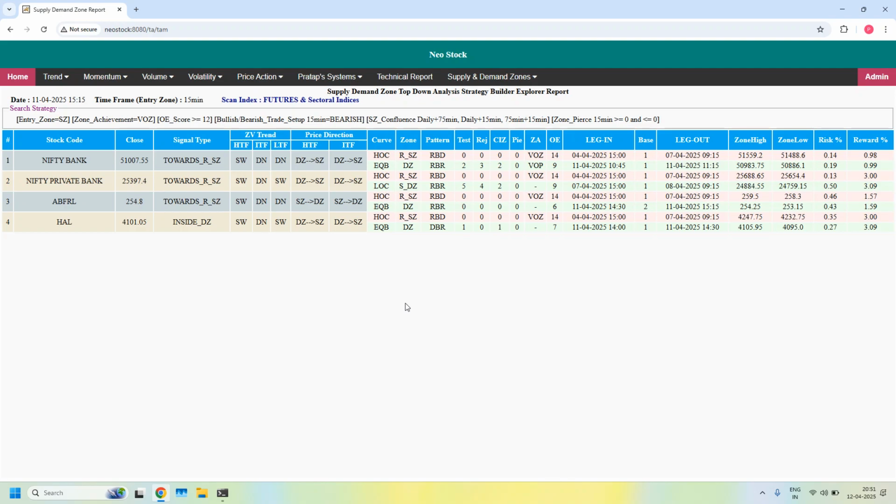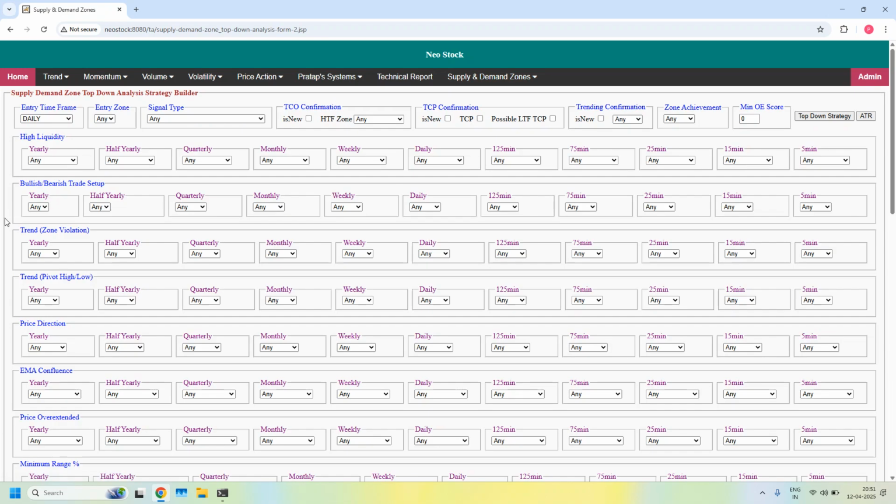So with this, we have completed daily income trade reports. Next, we will generate hourly income trade reports. First, hourly income trade bullish trade setup. Entry time frame is 5 minutes. Entry zone is a demand zone.